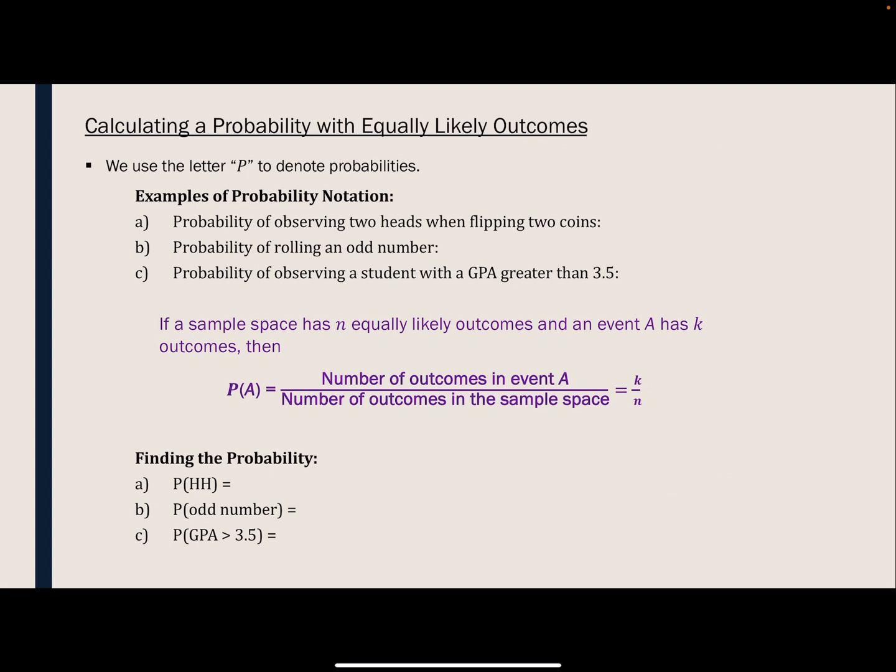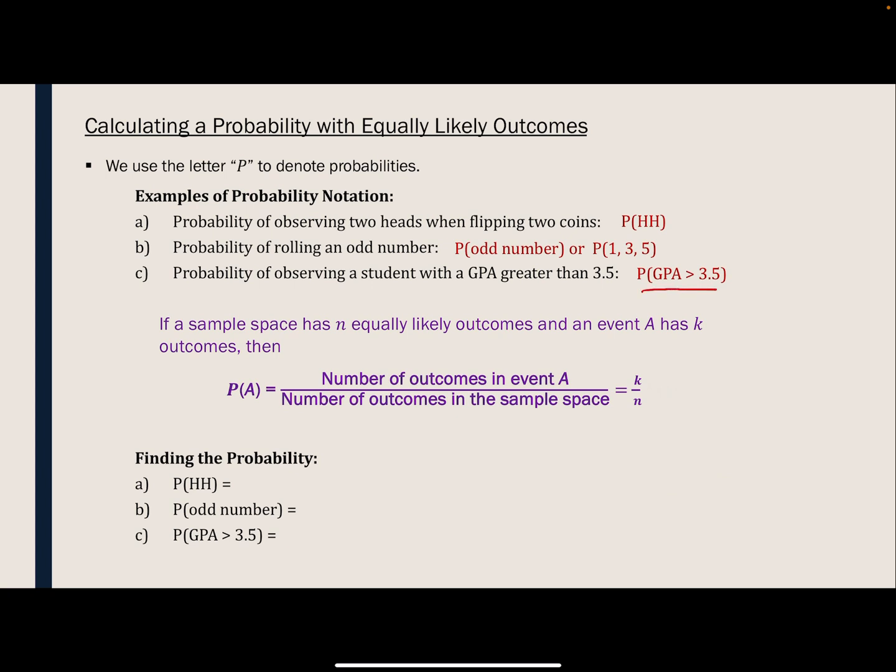So when we're calculating a probability, we use probability notation. And I know that there are some students that really hate this notation. But basically, when we put a capital P and parentheses around the event, we are talking about the calculation of the probability of that event. So if we're looking at the probability of observing 2 heads, we would write a P with parentheses around HH, for example, as an abbreviation. Or the probability of rolling an odd number, maybe we write out the words odd number, maybe we make a list 1 through 5. And then the probability of observing a student with a GPA greater than 3.5 would look like this.